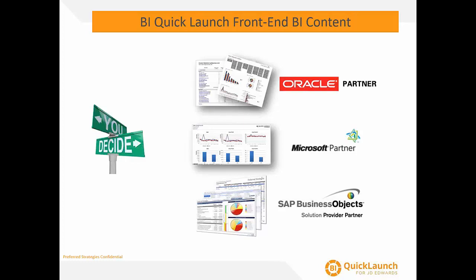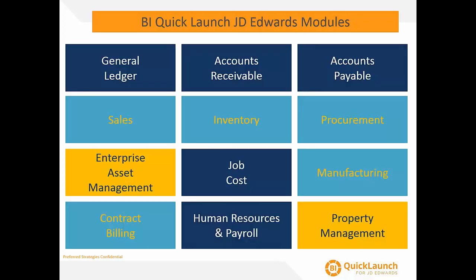Currently, the modules that we have available, you can see here on the screen: general ledger, accounts receivable, accounts payable, sales, inventory, procurement, enterprise asset management, job cost, manufacturing, contract billing, HR payroll, property management. I think we've also got transportation coming shortly, and if you have any other modules you're interested in, feel free to reach out to us. We can give you an idea of where that falls on our roadmap.